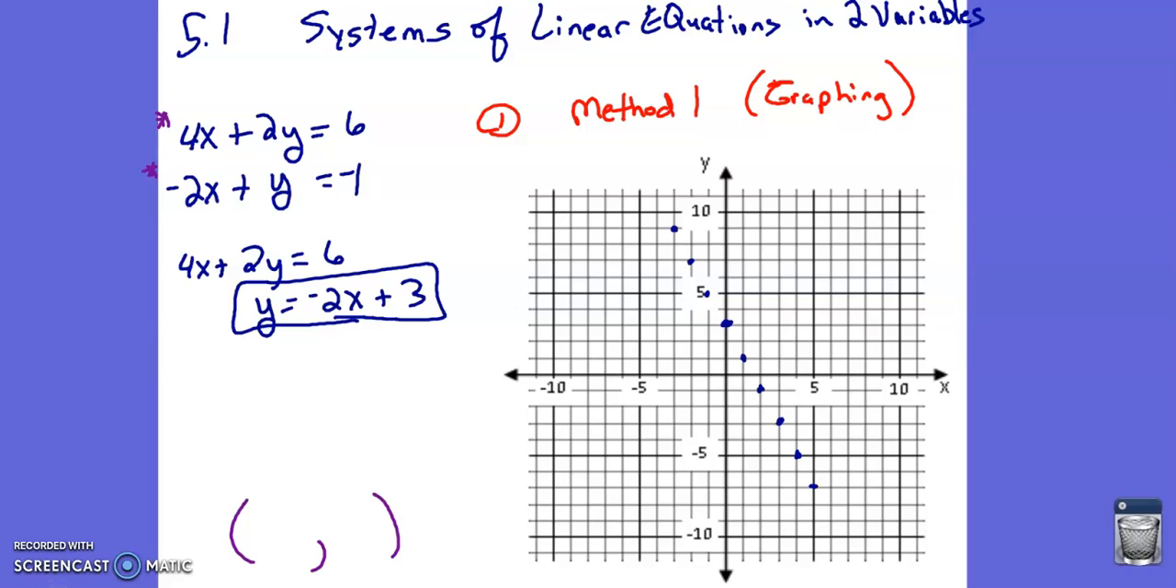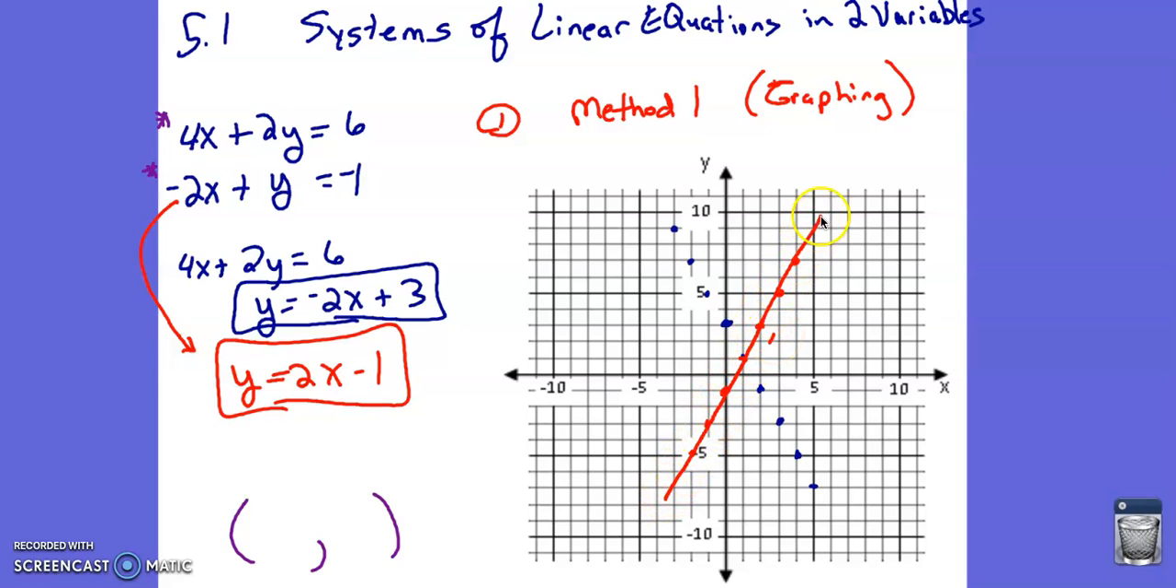And then the red, if we take this one and solve for y equals mx plus b, you're going to get y equals 2x minus 1. So we're going to start at -1 and go up 2 over 1, up 2 over 1, up 2 over 1, or down 2 and 1 to the left. So notice when I connect these dots, the point of intersection that you see crossing there happens to be the point (1, 1).